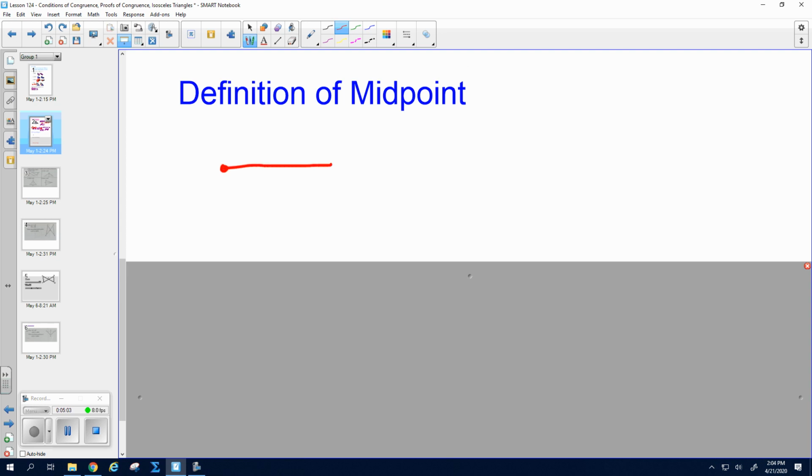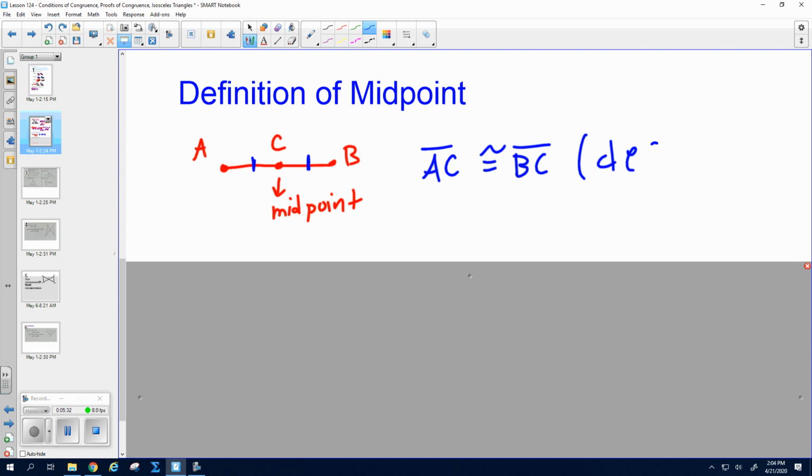And midpoint is exactly in the middle, right? So that would be the midpoint. Let's say this is segment AB, then C is the midpoint. What do we know if we have a midpoint? What we know is this piece is congruent to this piece. I know AC is congruent to BC, right? So here to here has to be congruent to here. It splits it in half, and you can say by definition of midpoint.